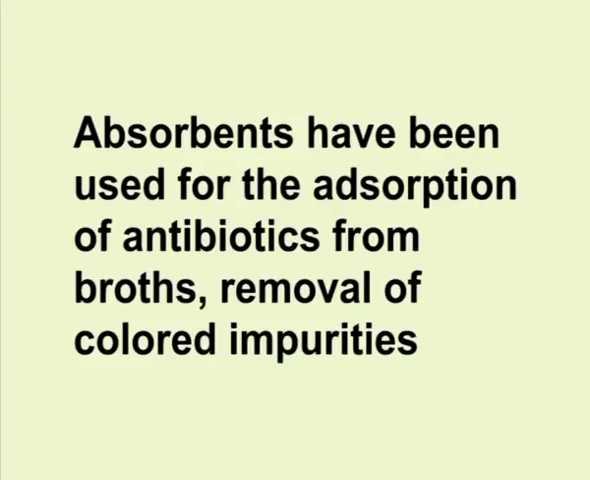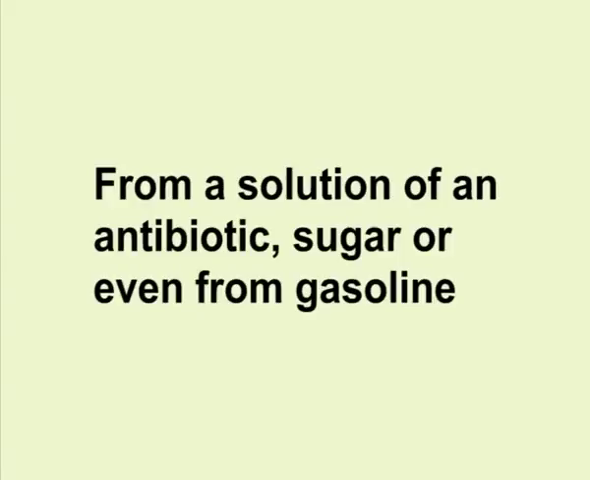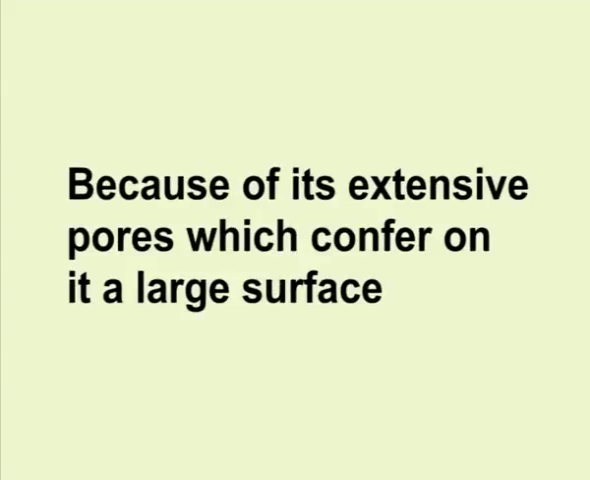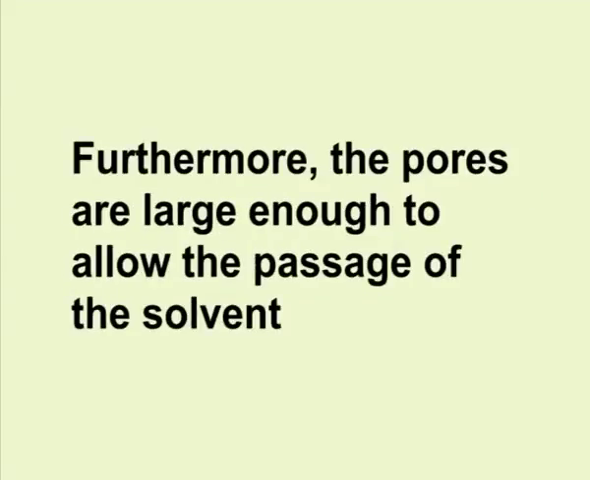Absorbents have been used for the adsorption of antibiotics from broths, and removal of colored impurities from the solution of an antibiotic, sugar or even from gasoline. In the fermentation industry, activated charcoal has been most widely used because of its extensive pores, which confer on it a large surface. Furthermore, the pores are large enough to allow the passage of the solvent. Activated carbon, powdered or granular, is used to remove color. Thus, penicillin solution is usually treated with activated carbon before the crystallization of the amino salts.